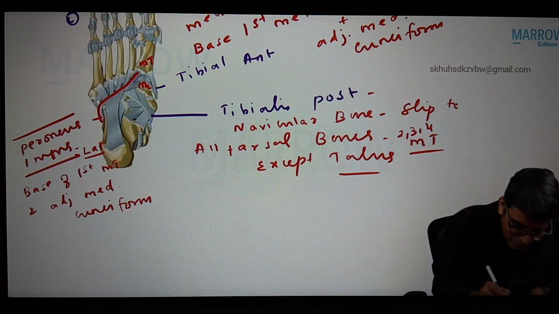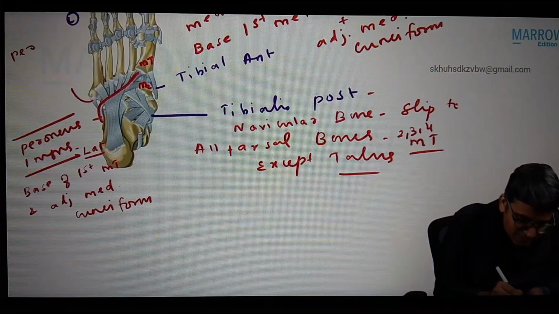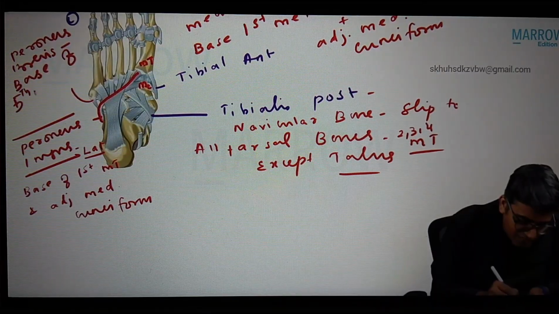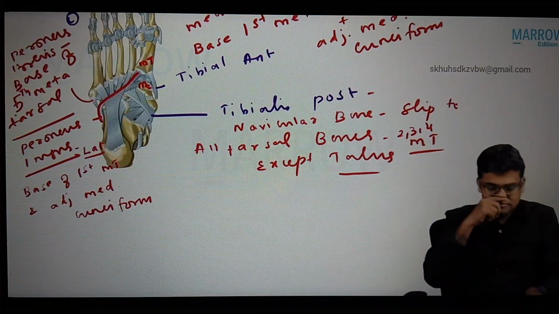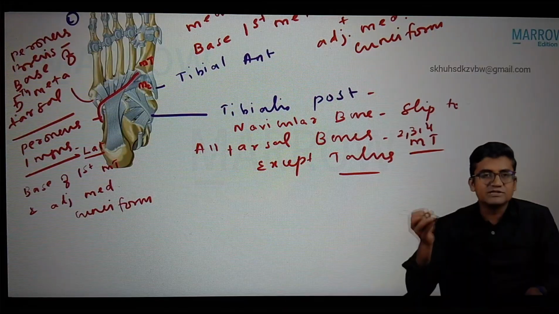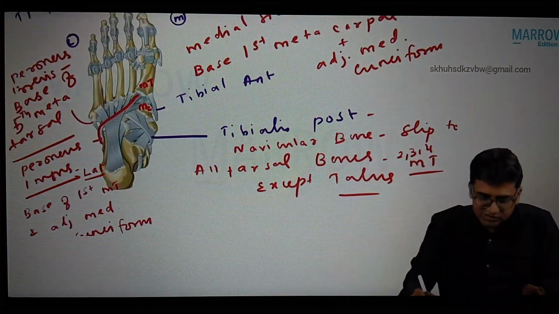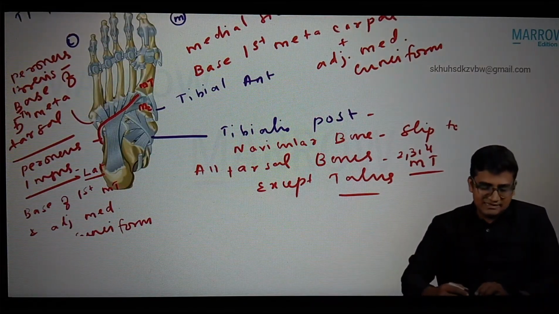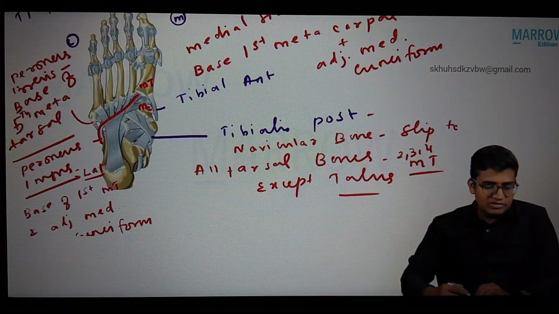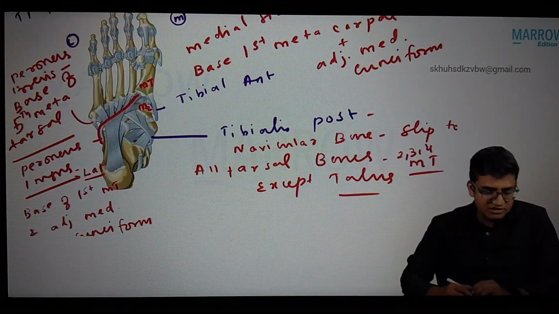Right. Now, can you see this one? That is the peroneus brevis tendon. Peroneus brevis tendon is attached to the base of the fifth metatarsal bone. Okay. So, these are the attachments of tibialis anterior and tibialis posterior. Tibialis posterior attaches to all the tarsal bones except talus, whereas tibialis anterior and peroneus longus attach to the base of the first metatarsal bone and the medial cuneiform bone. And peroneus brevis is attached to the base of the fifth metatarsal bone.